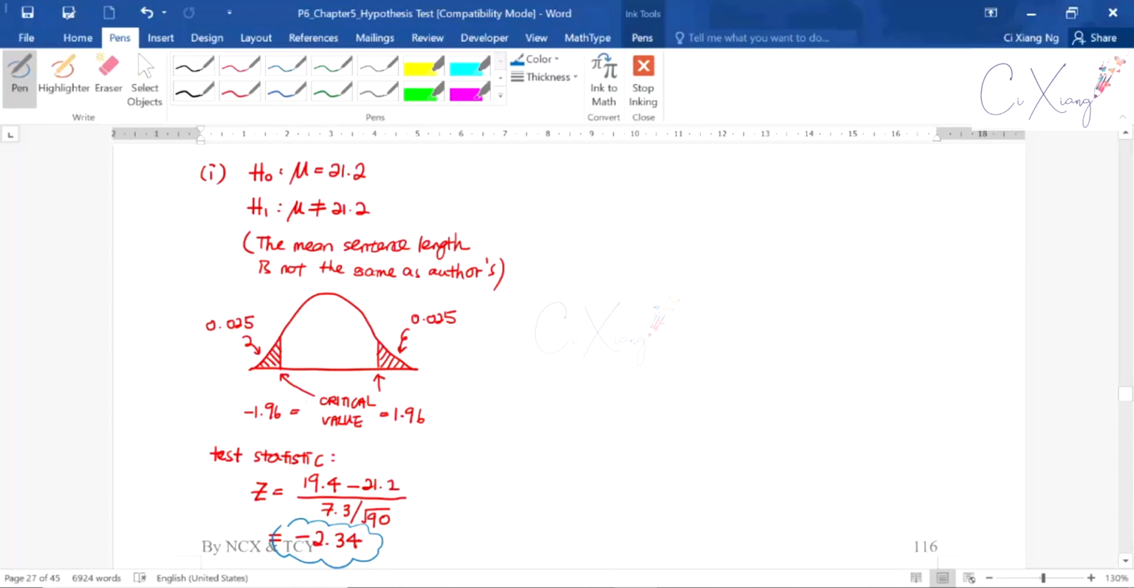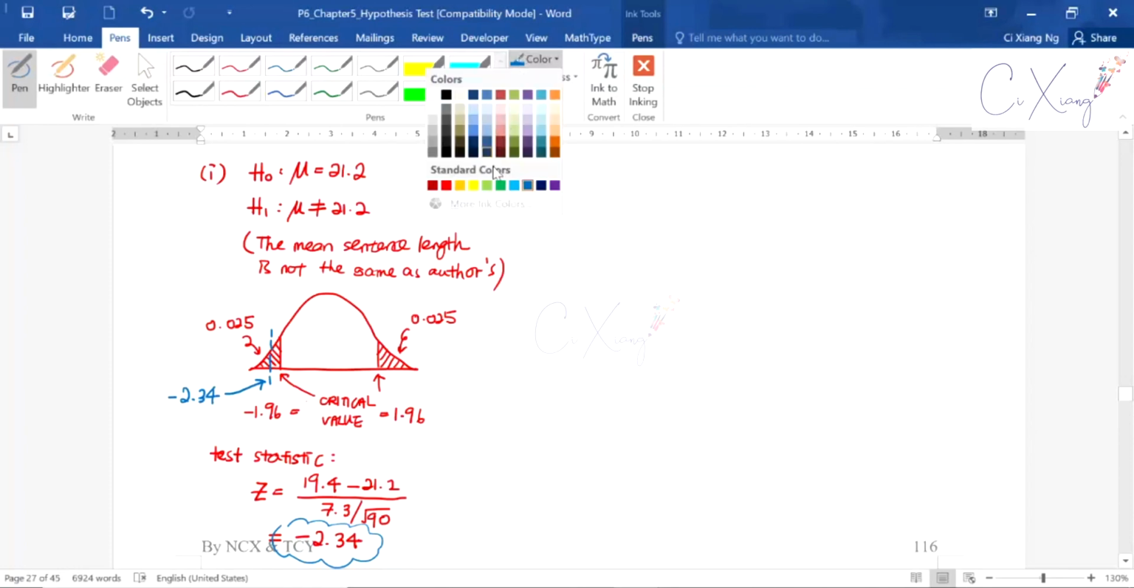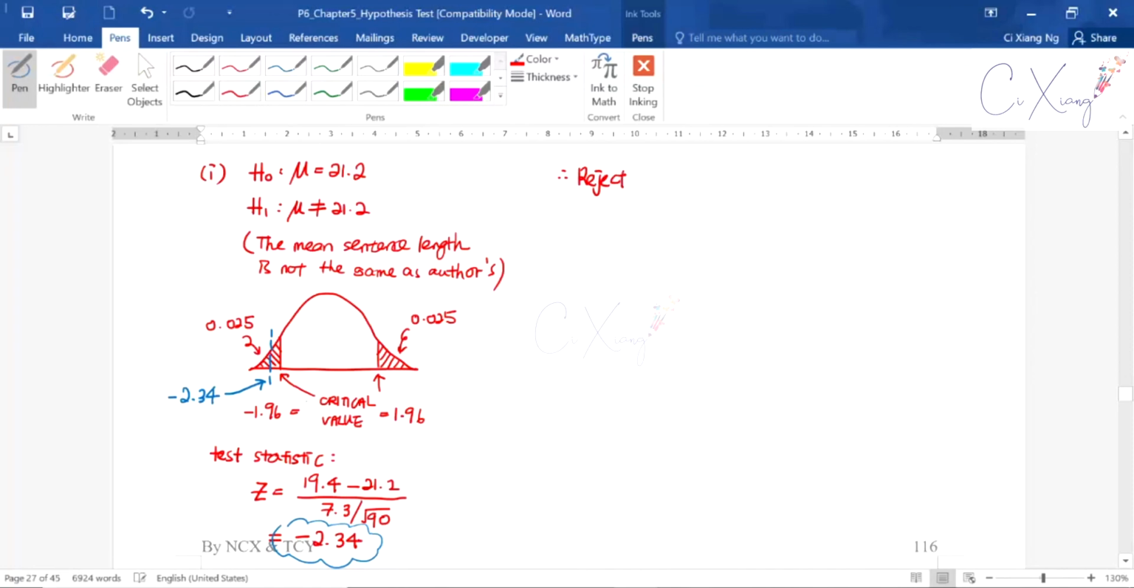Then after that, you want to put your test statistic into the graph. So negative 2.34 will be here, which is before the negative 1.96. From here, you can see that the line for this test statistic falls under the rejection region. So you can make a decision now. You are going to reject the null hypothesis.